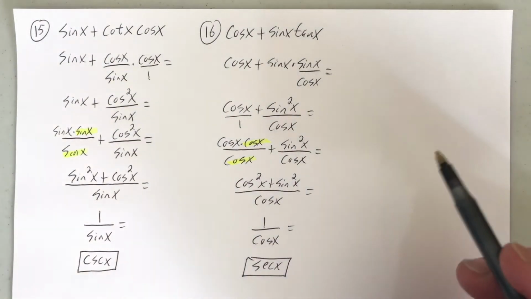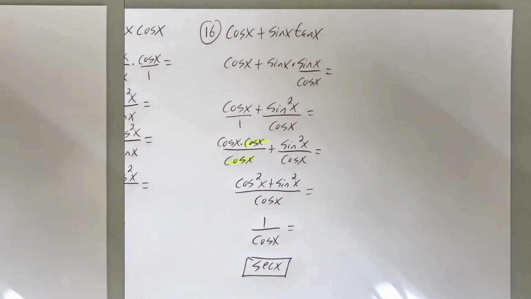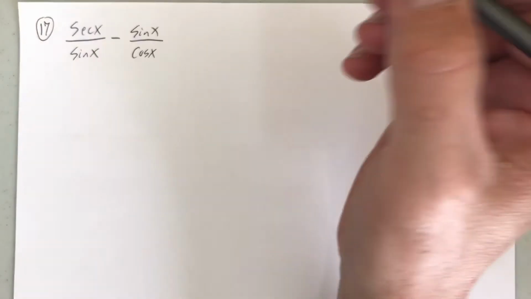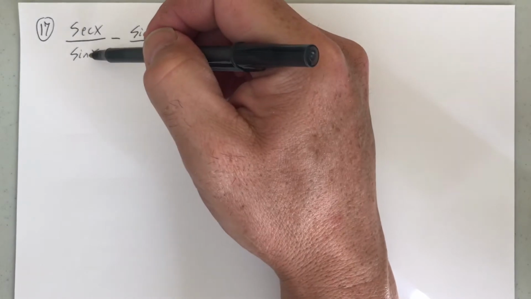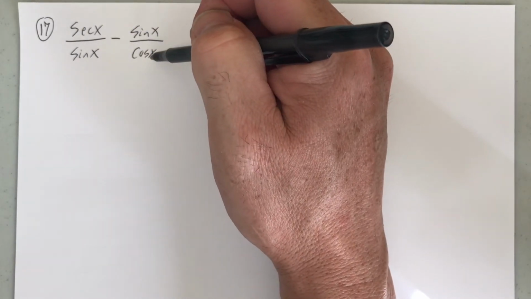All right, we'll go ahead and take a look at number 17. All right, so number 17, it looks a little bit different. We already have the fraction set up. Here we have a sine x in the denominator, and here we have a cosine x.